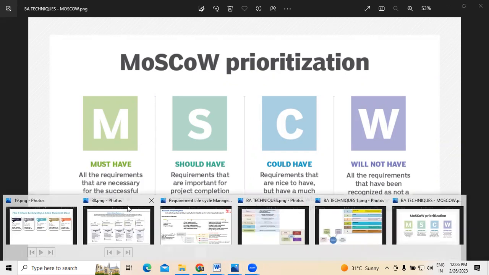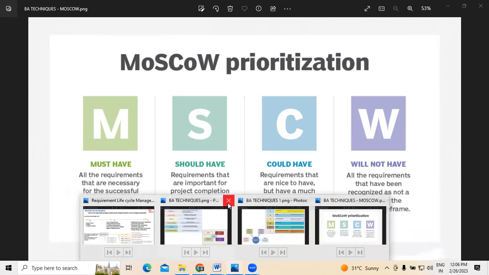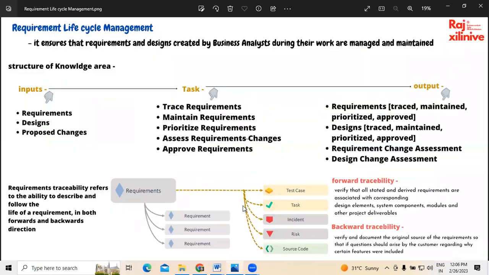Thank you. Right. So let me start the next knowledge area, which is called requirement lifecycle management. The first knowledge area you have understood so far is business analysis planning and monitoring. Second, elicitation and collaboration we have done. After that, we identified the business case, objectives, and assessed the capability gaps. The next knowledge area is called requirement lifecycle management.